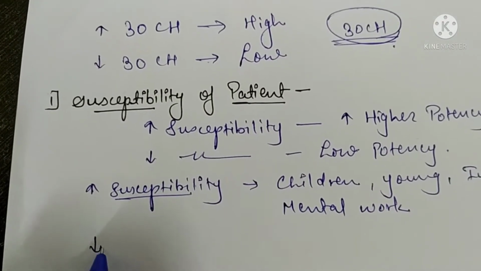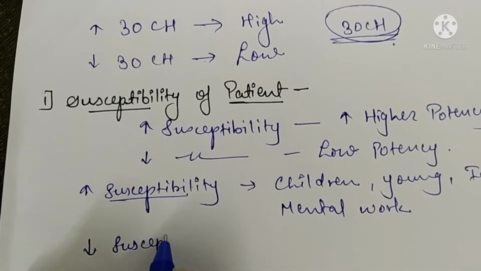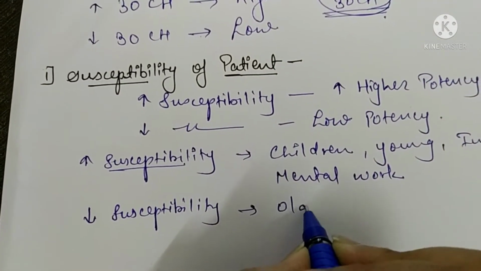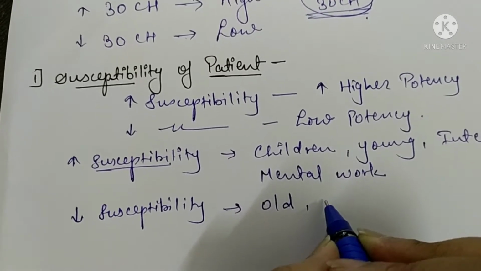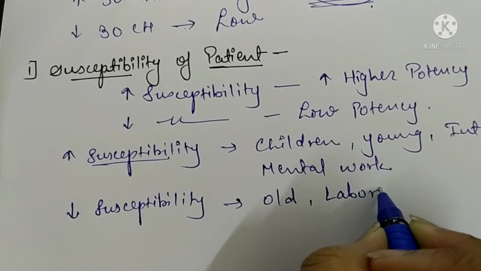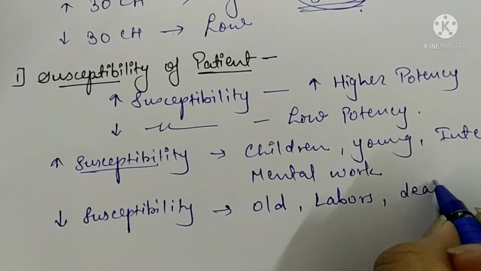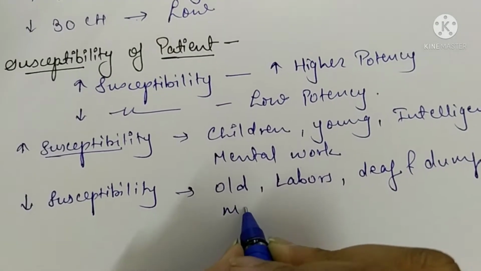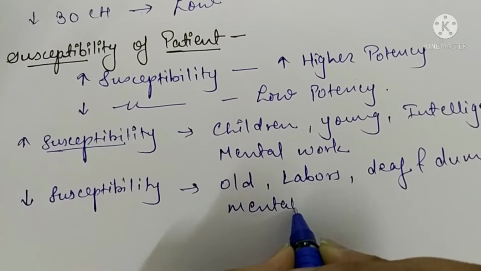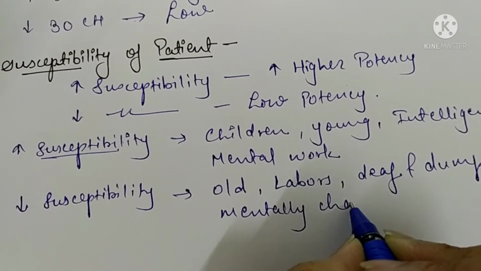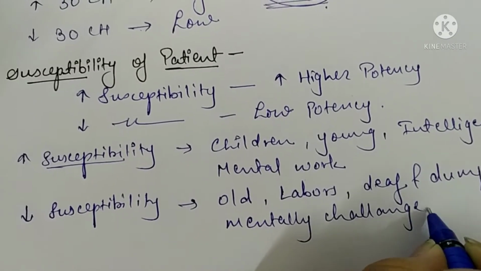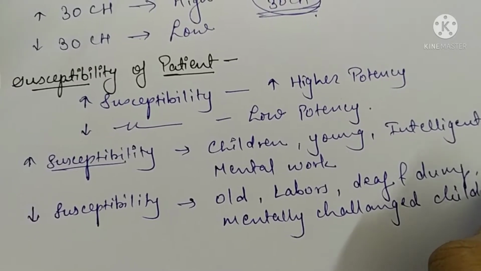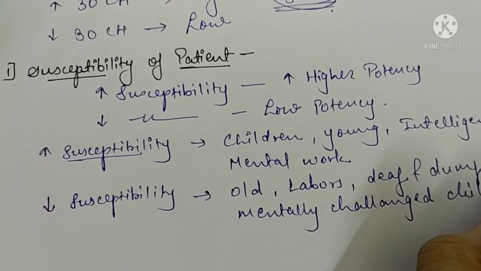Then what is the lower susceptibility? These are old people, then laborers, then deaf and dumb, or mentally challenged children. Those special children require lower potency.